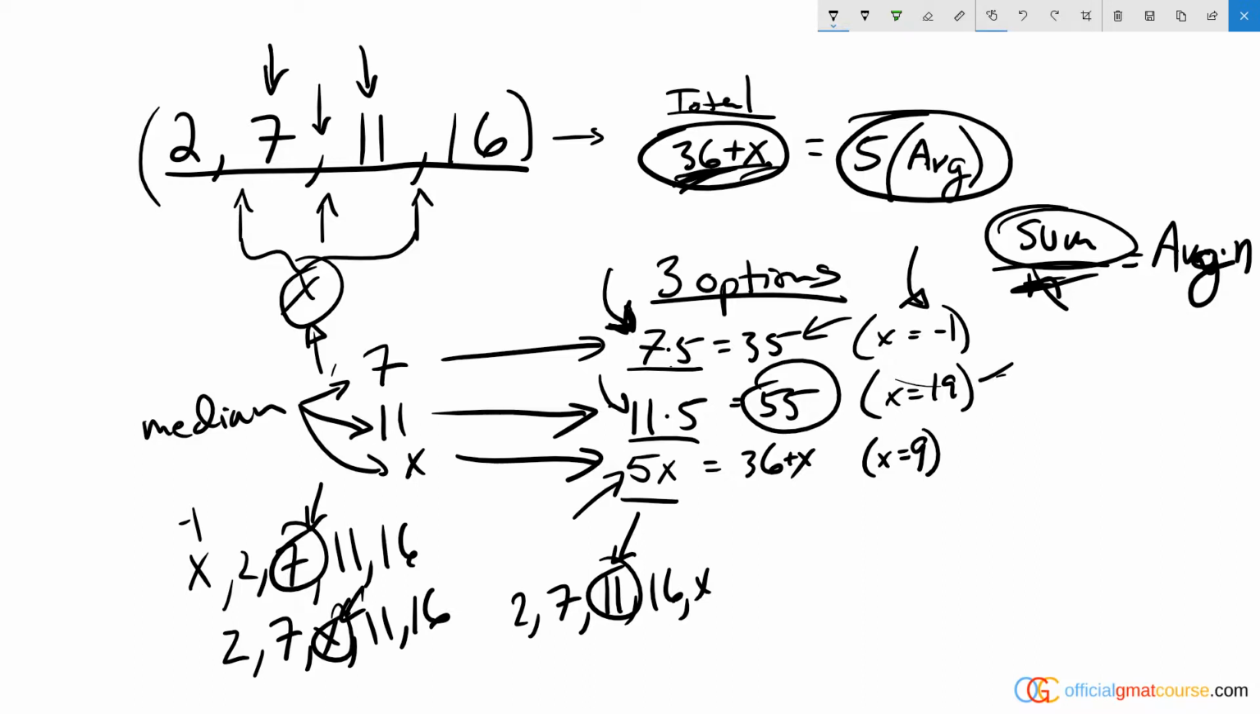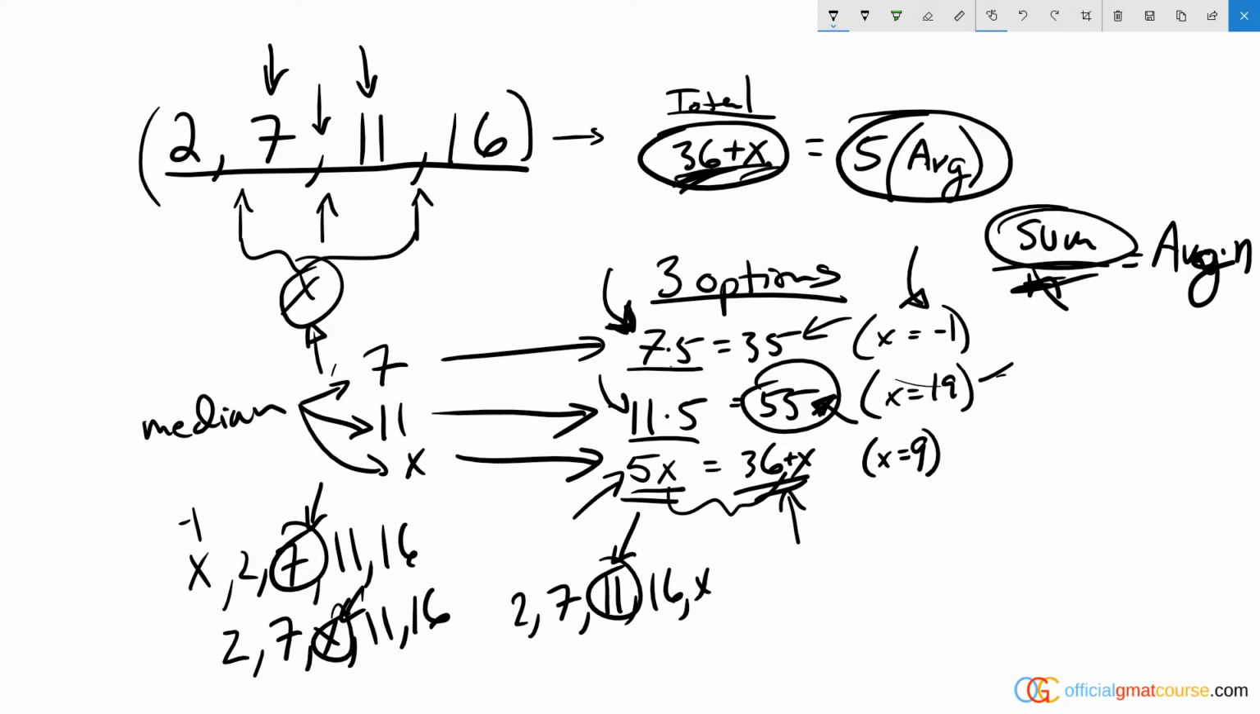In the last example, if x is the average and the median, then 5x, 5 times the average, would have to equal the total, which is 36 plus x. And we can't calculate this like we did here because we don't have a hard number for the average. But I can still solve this formula, and I solved that x would be equal to 9 in this situation.